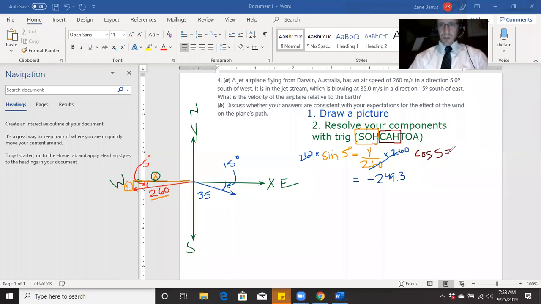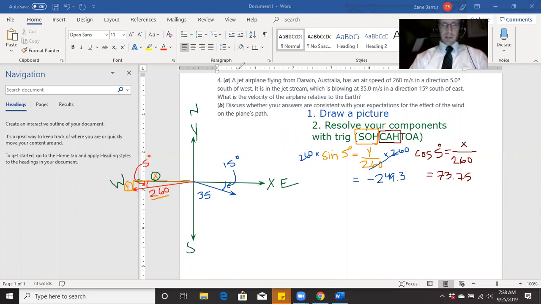is equal to x over my hypotenuse, which is 260. Okay, and once again, you're going to get x by itself by timesing 260 over. So my cosine of 5 degrees, I'm going to times that by 260, and I get 73.75, let's say. Okay, so I've got my x component, I've got my y component. We are good to go.